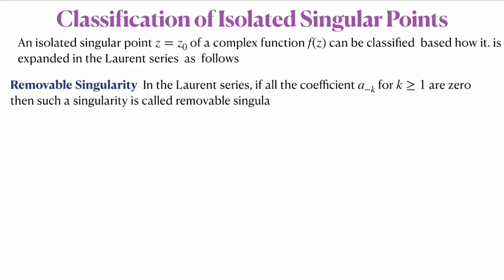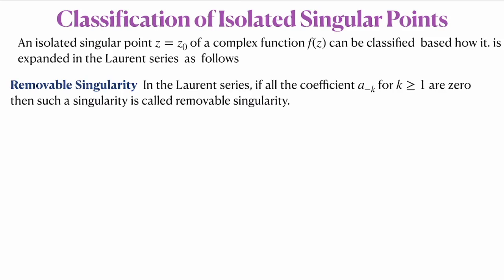First one, we call it the removable singularity. In the Laurent series, we have both z to the power minus n and z to the power plus n. The coefficients corresponding to the negative powers, a minus k, are called the principal part, and if all of them are 0, then we are left with the Laurent series only with the positive powers of z, and such singular points are called removable singularities.